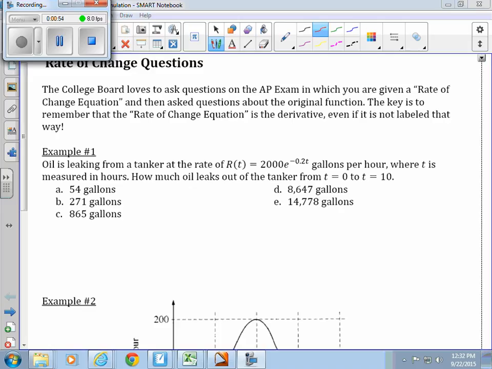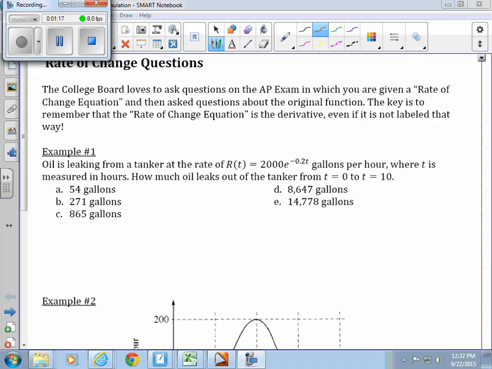The key to the rate of change problems is to remember that the rate of change equation is the derivative, right? Because we know rate of change is slope, we know derivative is slope, so the rate of change equation is the slope. So that's the big key. So, example number 1.